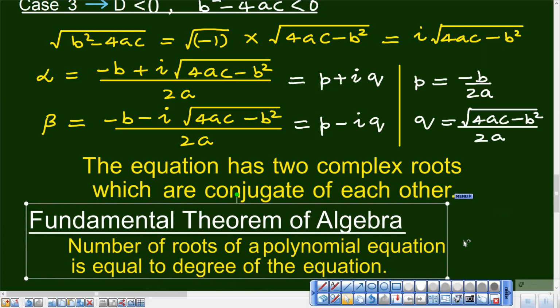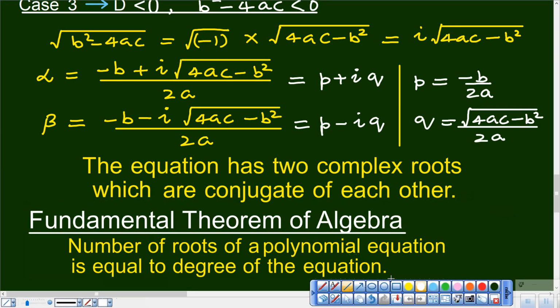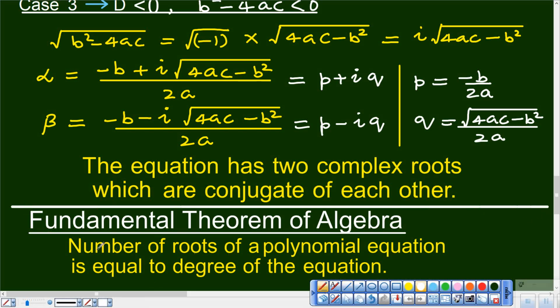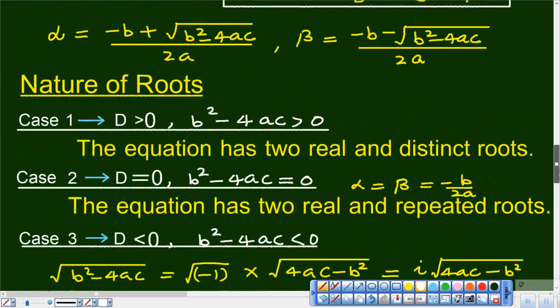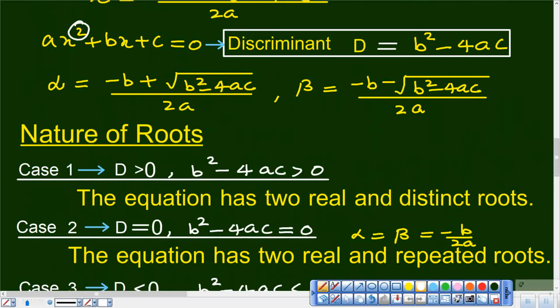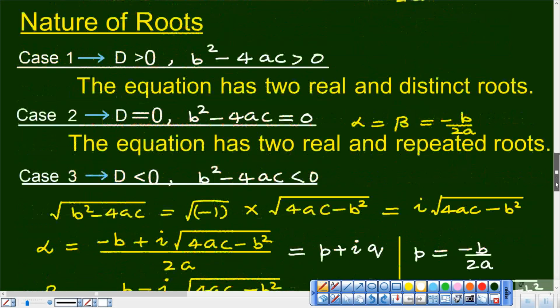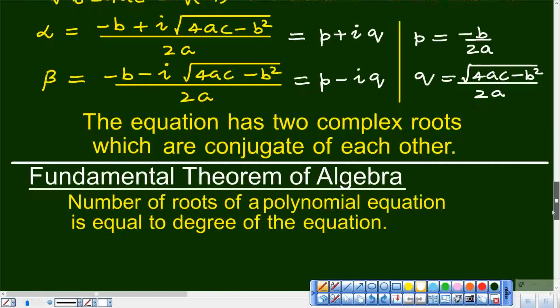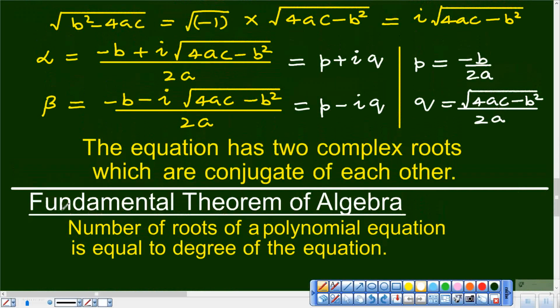This theorem says that the number of roots of a polynomial equation is equal to the degree of the equation. Now you can see that the degree of the equation for us is 2, right? Since my equation has degree 2, in any case it will always have two roots. And this is the application of the fundamental theorem of algebra, which is that the number of roots of a polynomial equation is equal to the degree of the equation.